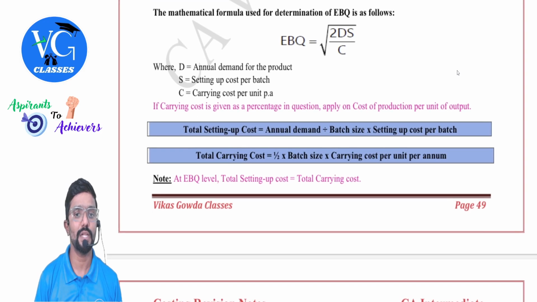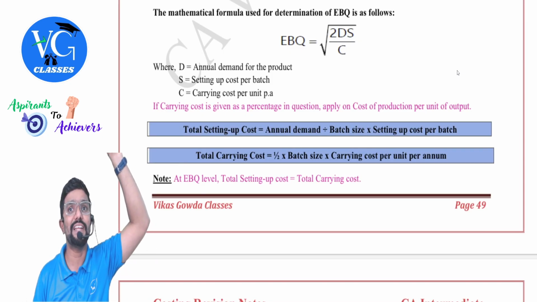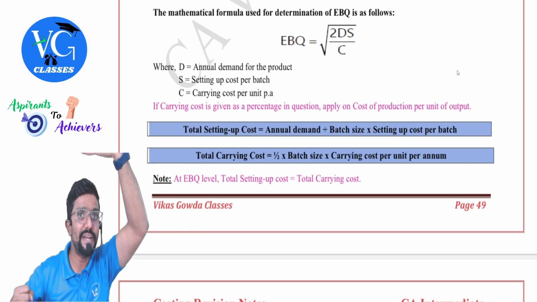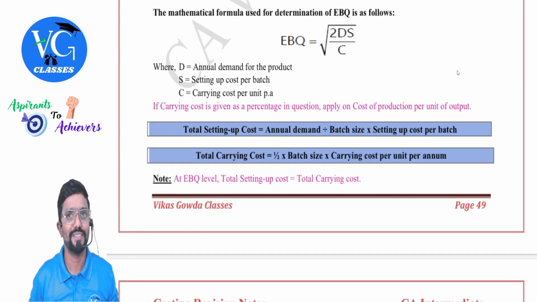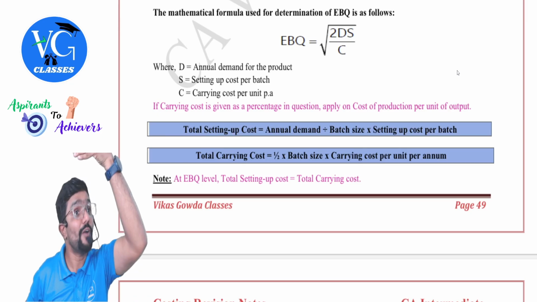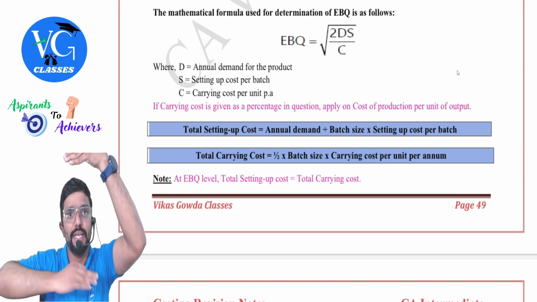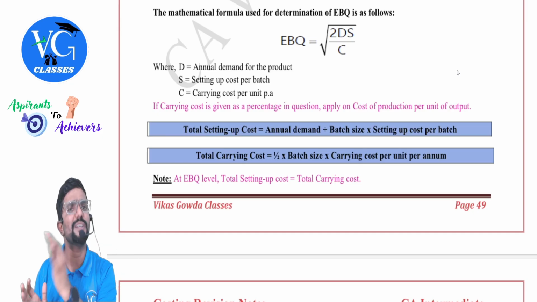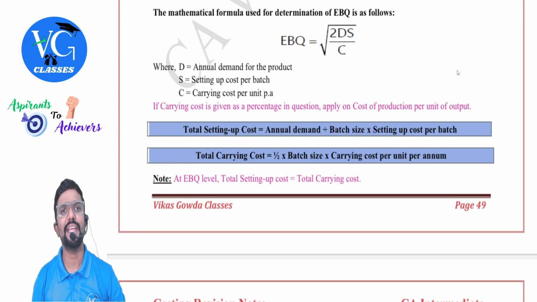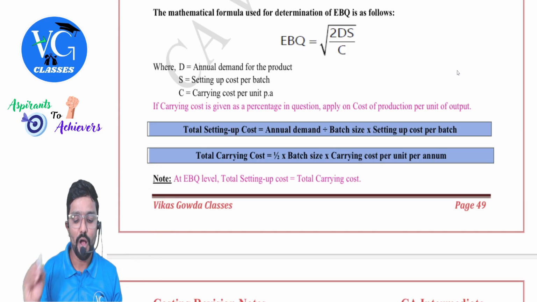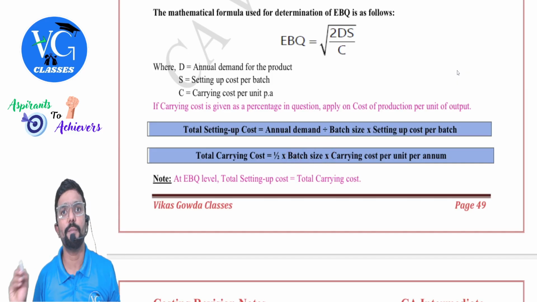Now, sir, can we calculate total setup cost and total carrying cost? Yes. We used to calculate total ordering cost for raw material. Now, what was the formula? Annual demand of raw material divided by lot size, which was normally EOQ, into ordering cost per order. Same way here. Annual demand of output divided by EBQ or lot size. What do you get, guys? Number of setups into setup cost per setup. Then the second one, total carrying cost, same like EOQ, half into batch size here, that is for output, into carrying cost per unit per annum.